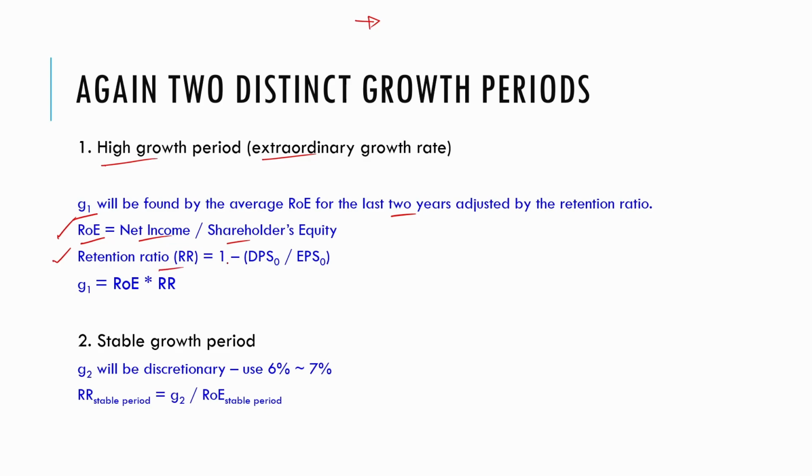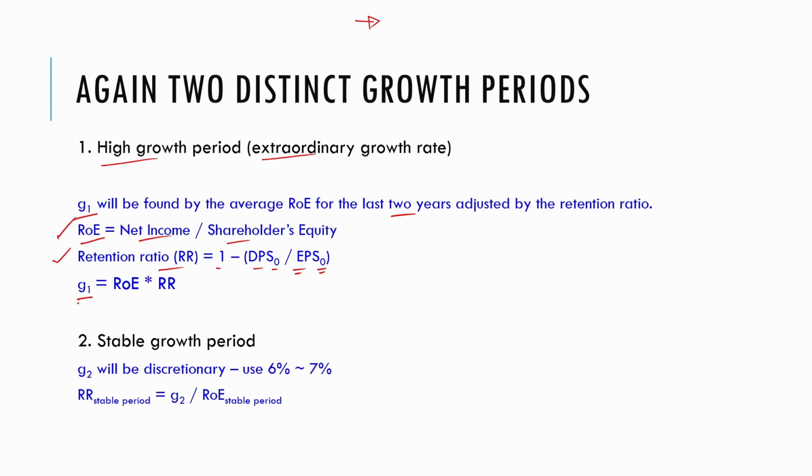So the retention ratio we have to calculate again: 1 minus DPS divided by EPS. What is this DPS 0? DPS 0 is the dividend per share in today's terms, meaning what is being paid in terms of dividend per share today or in the most recent year, and similarly for the earnings per share also.